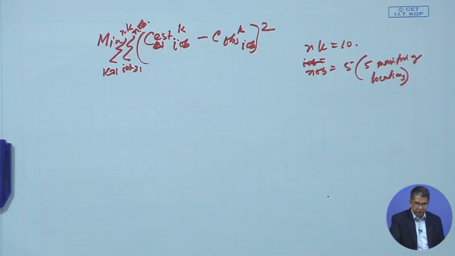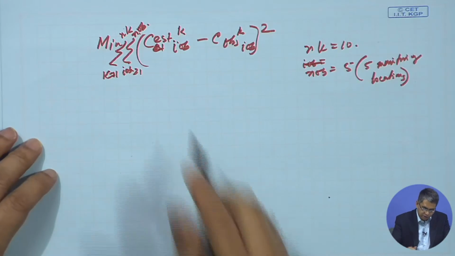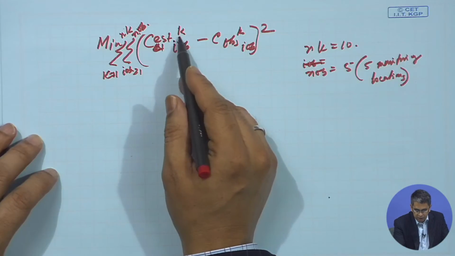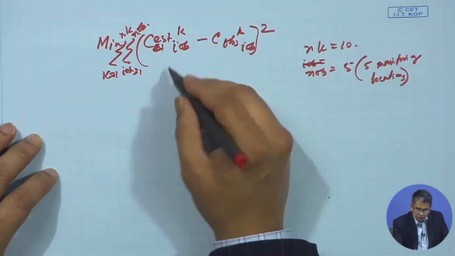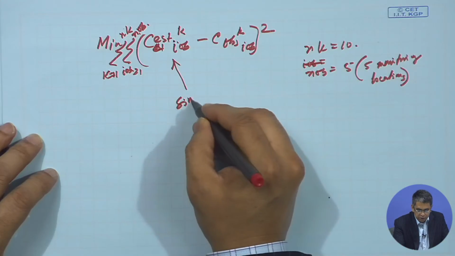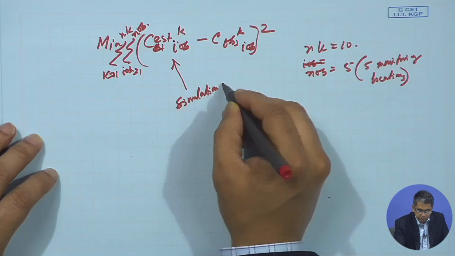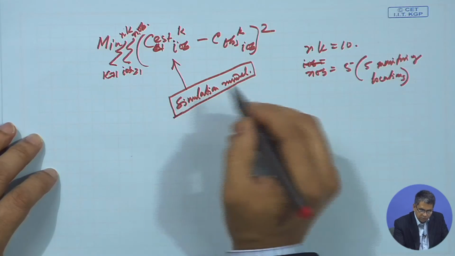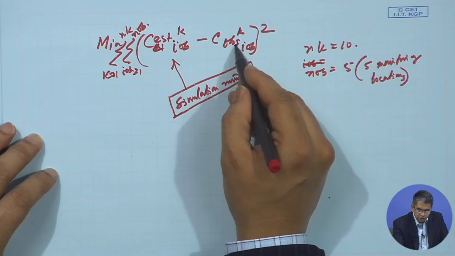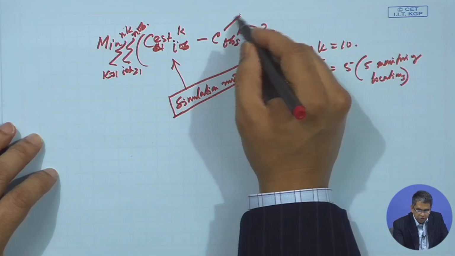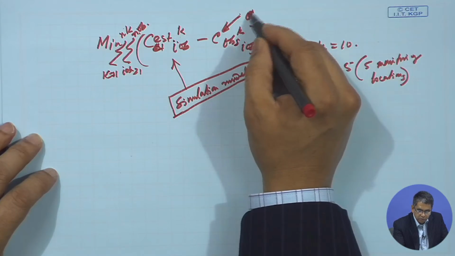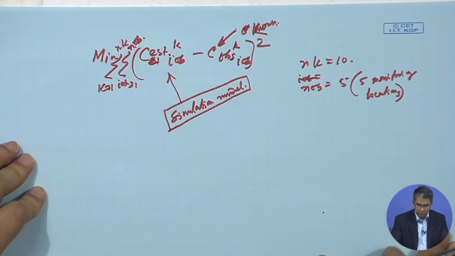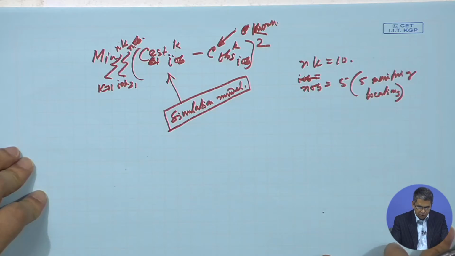Okay, fine. So what I am trying to do now is to minimize this difference between C estimated, which will come from your simulation model, and your C observed, which is known. These values are known.